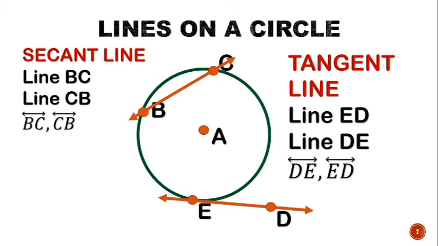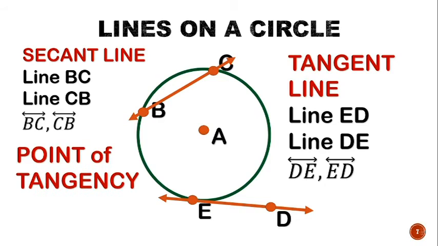And then for the tangent line, we have a special point called point of tangency. And that is point E. Okay? So, the difference between a secant line and a tangent line is that ito dumadaan sa circle at dalawang beses siya nagpa-pass through sa circle. Ito namang tangent line, isang beses lang ang kanyang point of contact or isang beses lang siya nag-touch dun sa circle. Okay? That's the difference between the tangent and the secant line.